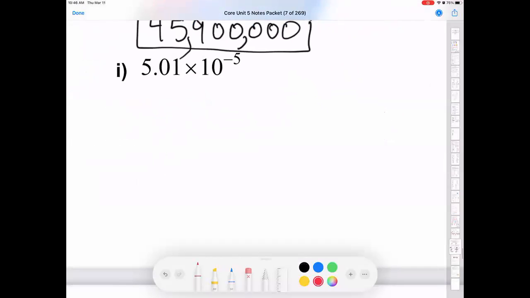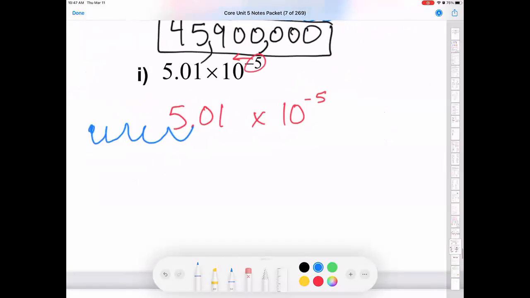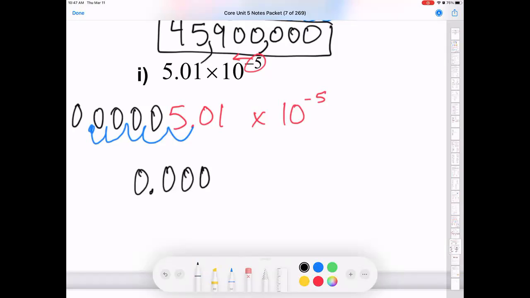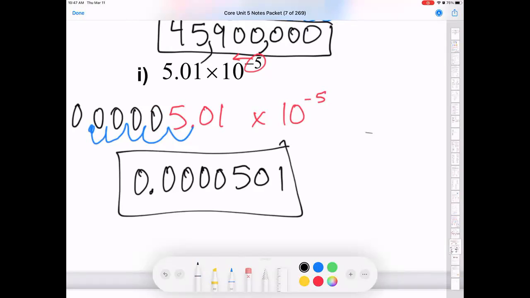For I, we have times 10 to the negative 5, so we know we're moving to the left 5 units. So we have 5.01 times 10 to the negative 5. We're going to take our decimal place and move it to the left 5. So that's 1, 2, 3, 4, 5. And then anywhere we see those bumps, throw in the zeros. And then a zero out in front of the decimal, like that. We have 0.00005001. Yes, you do need that 01 at the end, okay? And so that would be our final solution there.